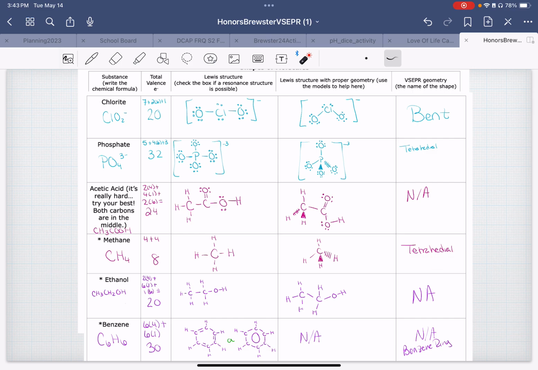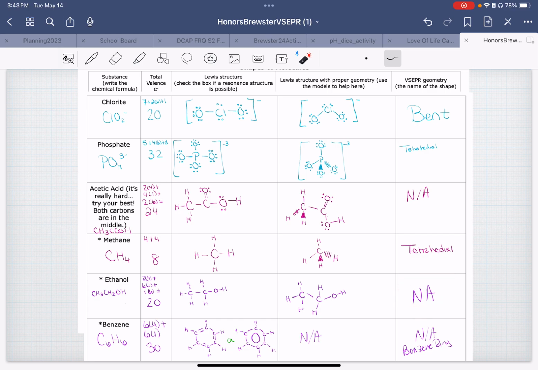Methane is easy to tell what shape it is because you only have one center atom, whereas acetic acid, there's multiple around that. And then I have ethanol, and since ethanol has two carbons involved, two center atoms, then we have to determine on each center atom what shape we have. And so on that one, I just say, don't worry about it.